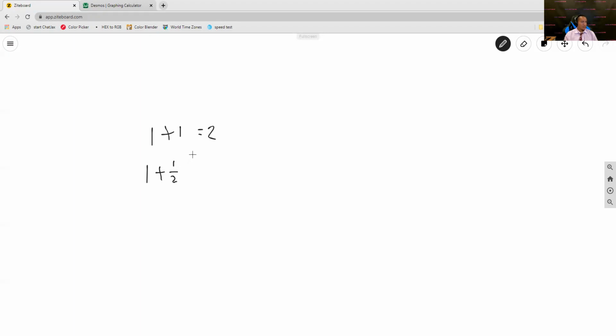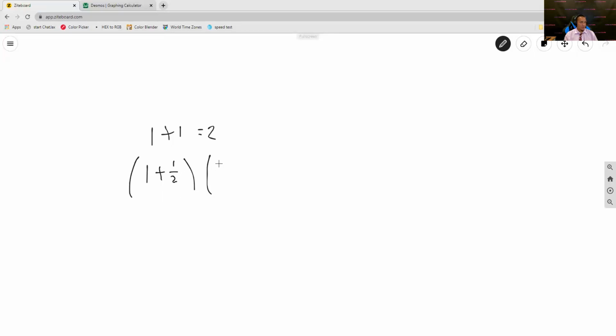So he's getting paid 100% interest, but halfway through the year. So it's 50% of his account. So that's going to be 1 plus half of $1. And then he's going to have 1.5.